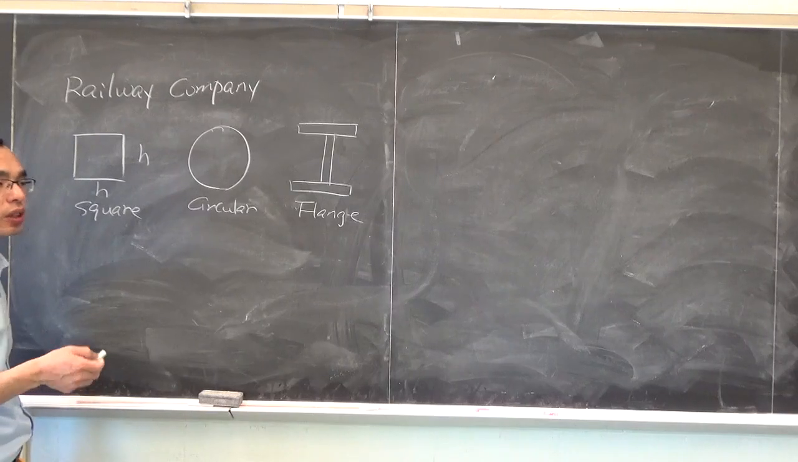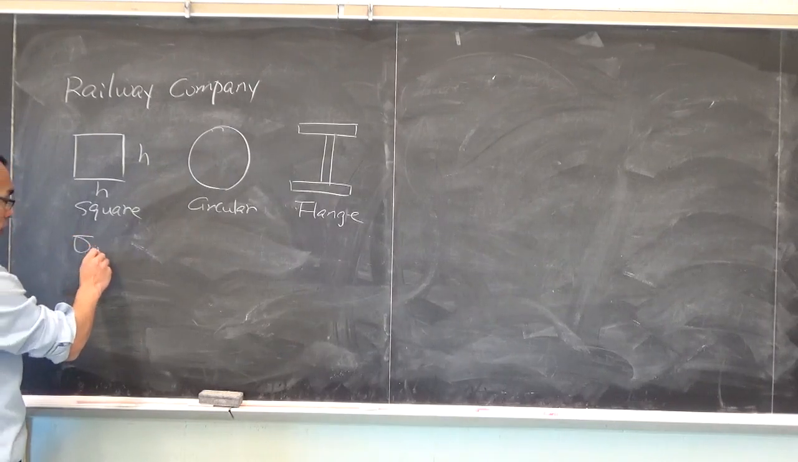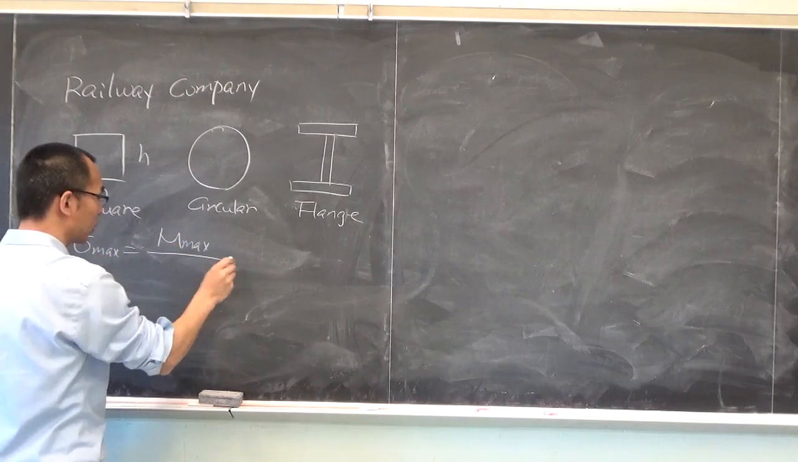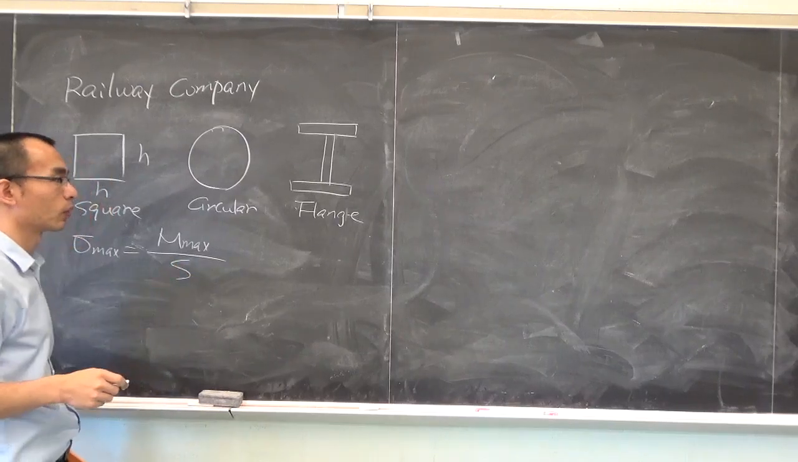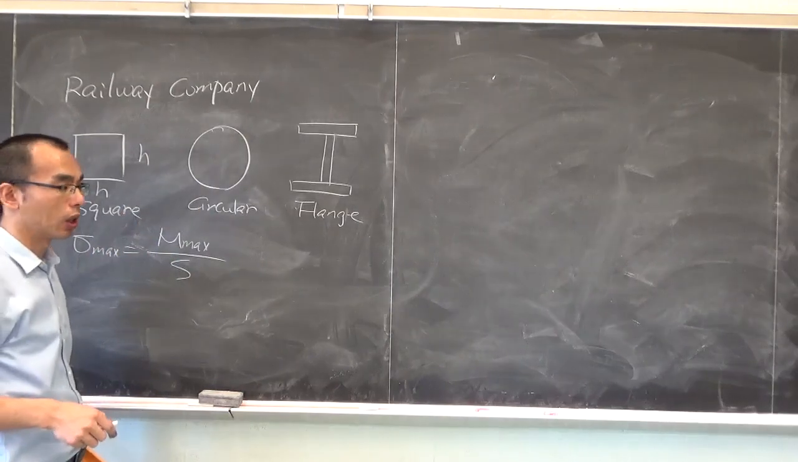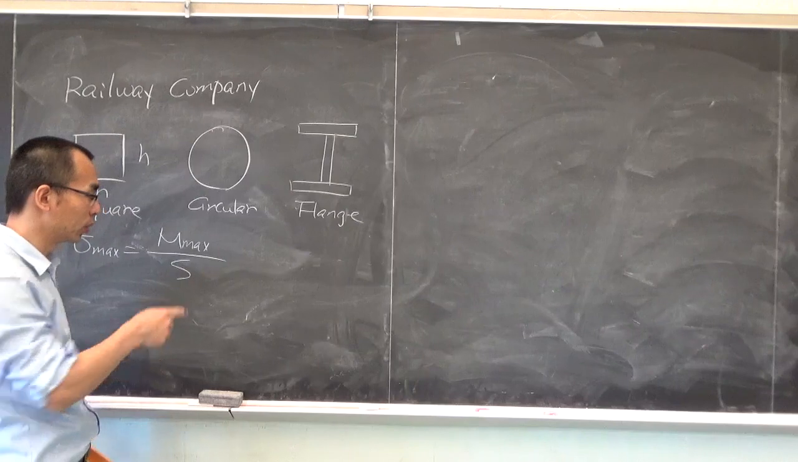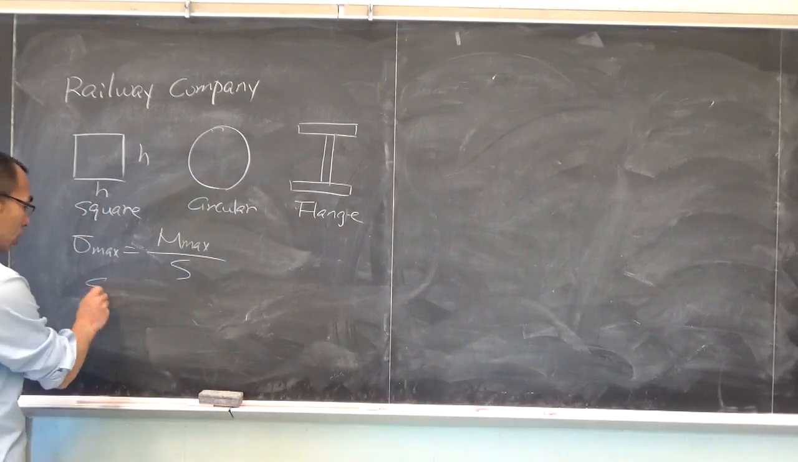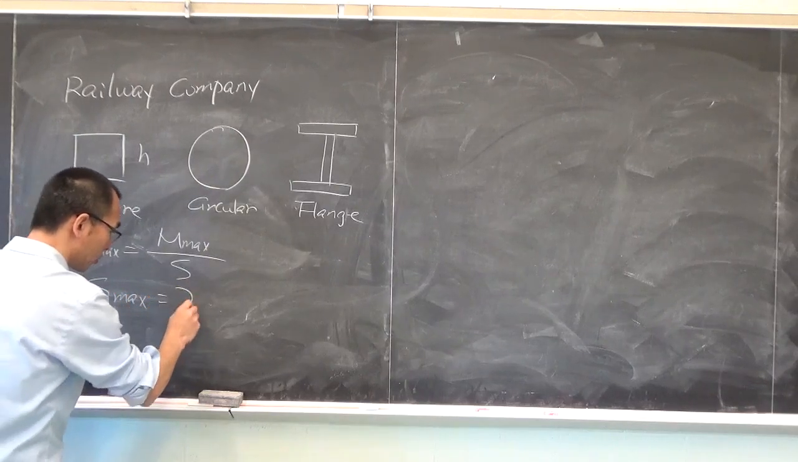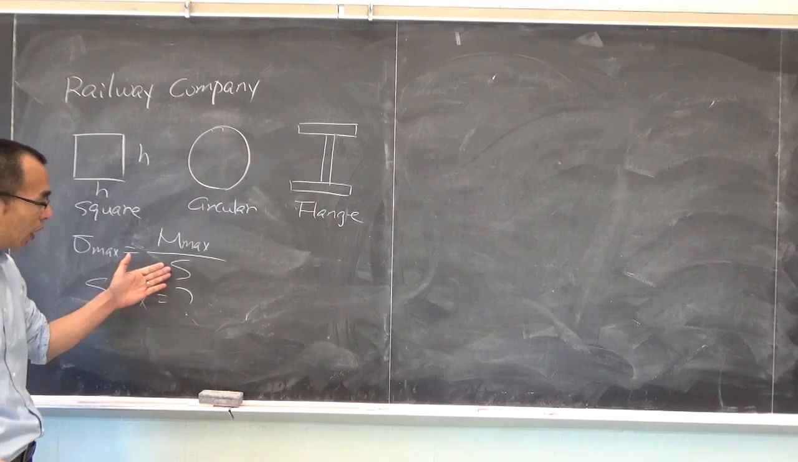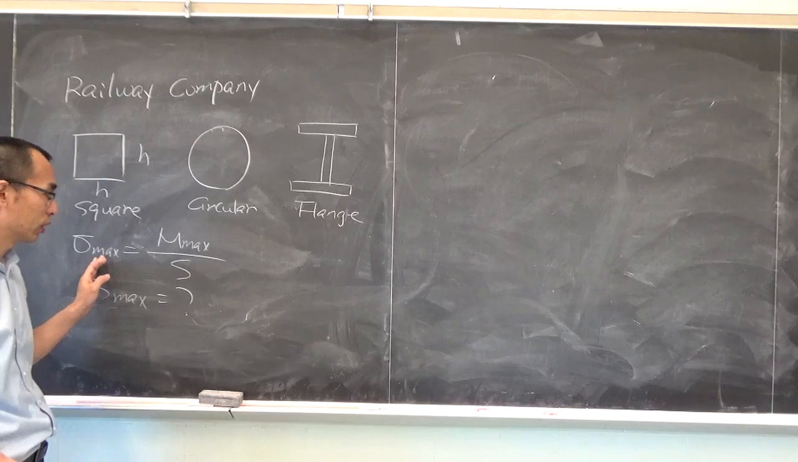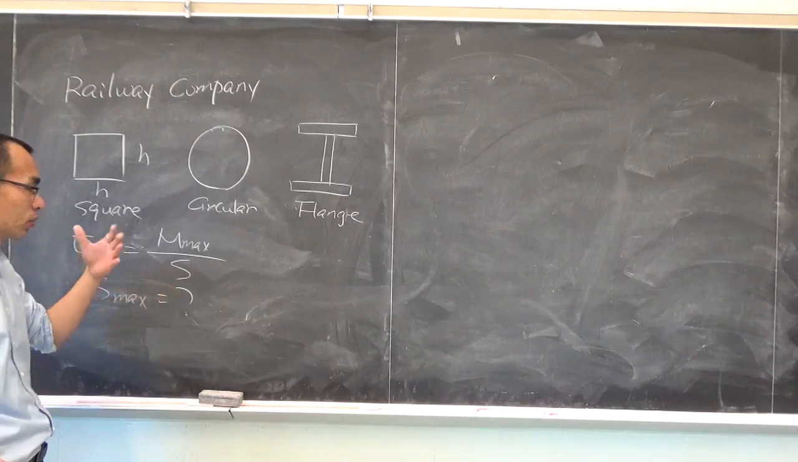How to understand that? We know the maximum normal stress is equal to the maximum bending moment divided by the section modulus. No matter what shape you have, the load will be the same, so the bending moment will be the same. What are you looking for? You are looking for the maximum section modulus. If I have a higher section modulus, the resulting stress will be lower, which means it's safe. So we are looking for the maximum section modulus.